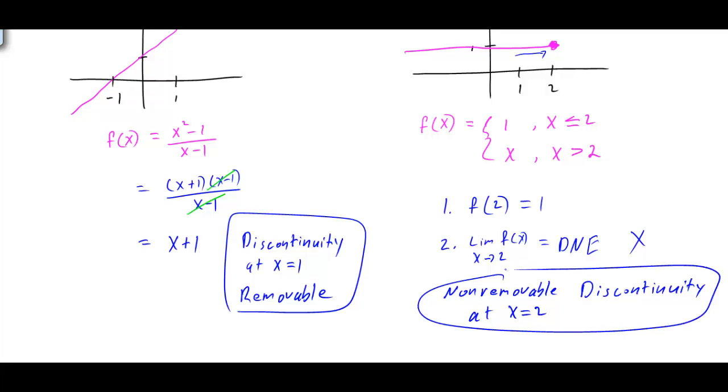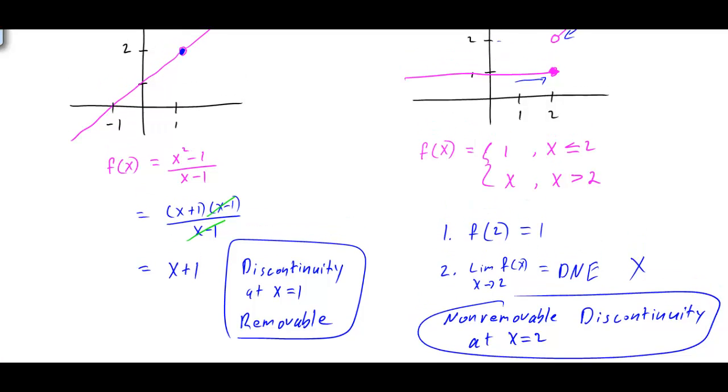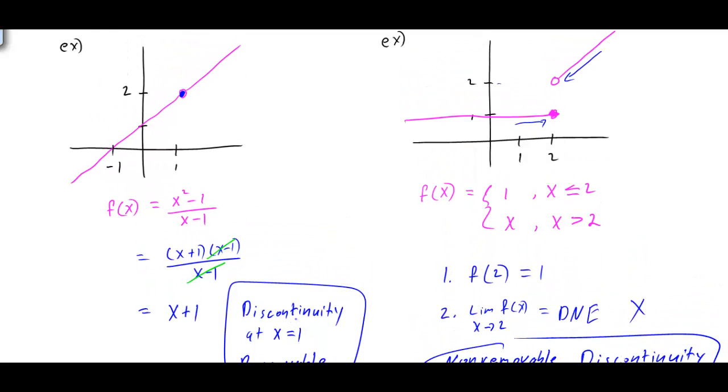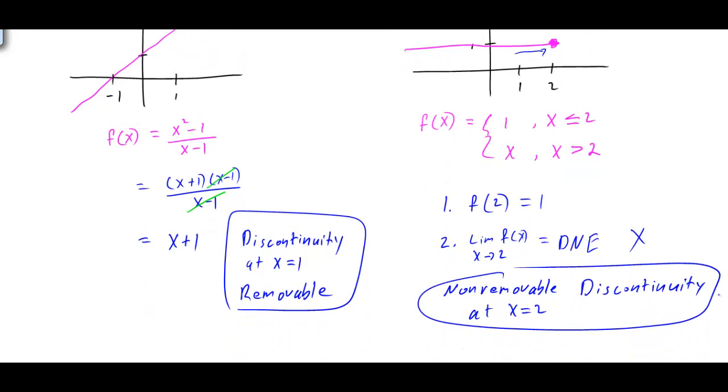Okay, so we have the non-removable discontinuity at x equals 2 in this example, and in the example on the left, we simply had a discontinuity at x equals 1, which is removable. So there are your 2 different types of discontinuities when working with your functions.